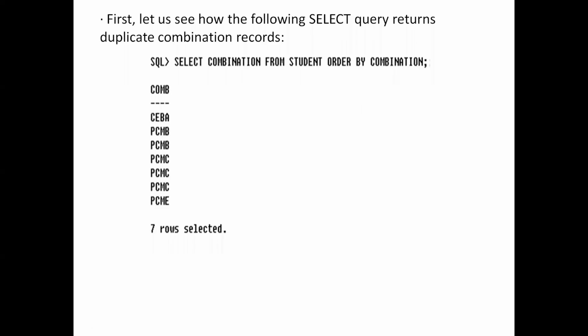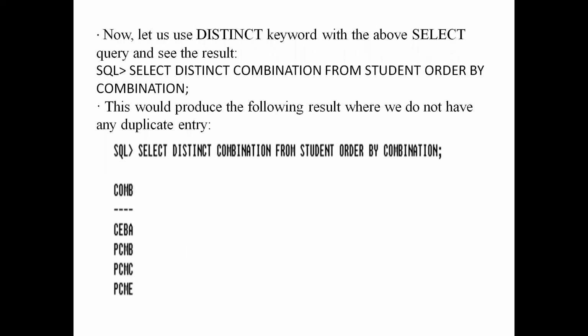One point I will clear for you. You observe this table, the output table, clearly. CEBA, PCMB, PCMB, PCMC, PCMC, PCMC, PCME. Total 7 rows selected. In this output, if you observe PCMC and PCMB, the combinations are repeated. It means duplicates are there. To avoid these duplicates, we can use a keyword called distinct, that you have shown here. Now, let us use the distinct keyword with the above select query and see the result.